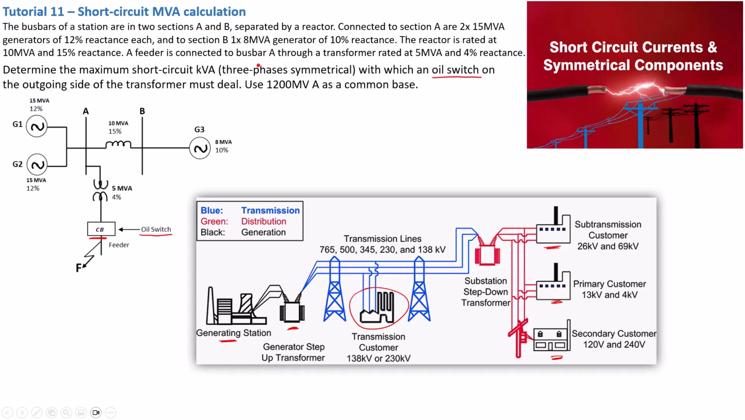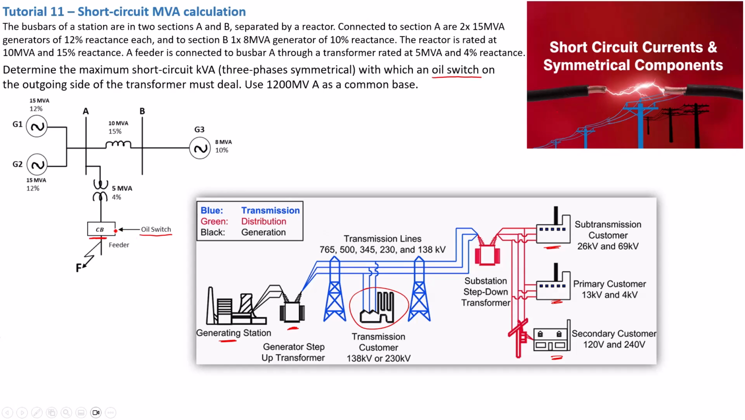A feeder is connected to bus bar A through a transformer rated at 5 MVA and 4% reactance, right? So this is the feeder. Basically, this feeder here could be one of these sub-transmission lines to customers. It could be a distribution line, right? It could also be a transmission line. So that is the feeder where the fault is, okay? And then between the feeder and the transformer, there is a circuit breaker here.